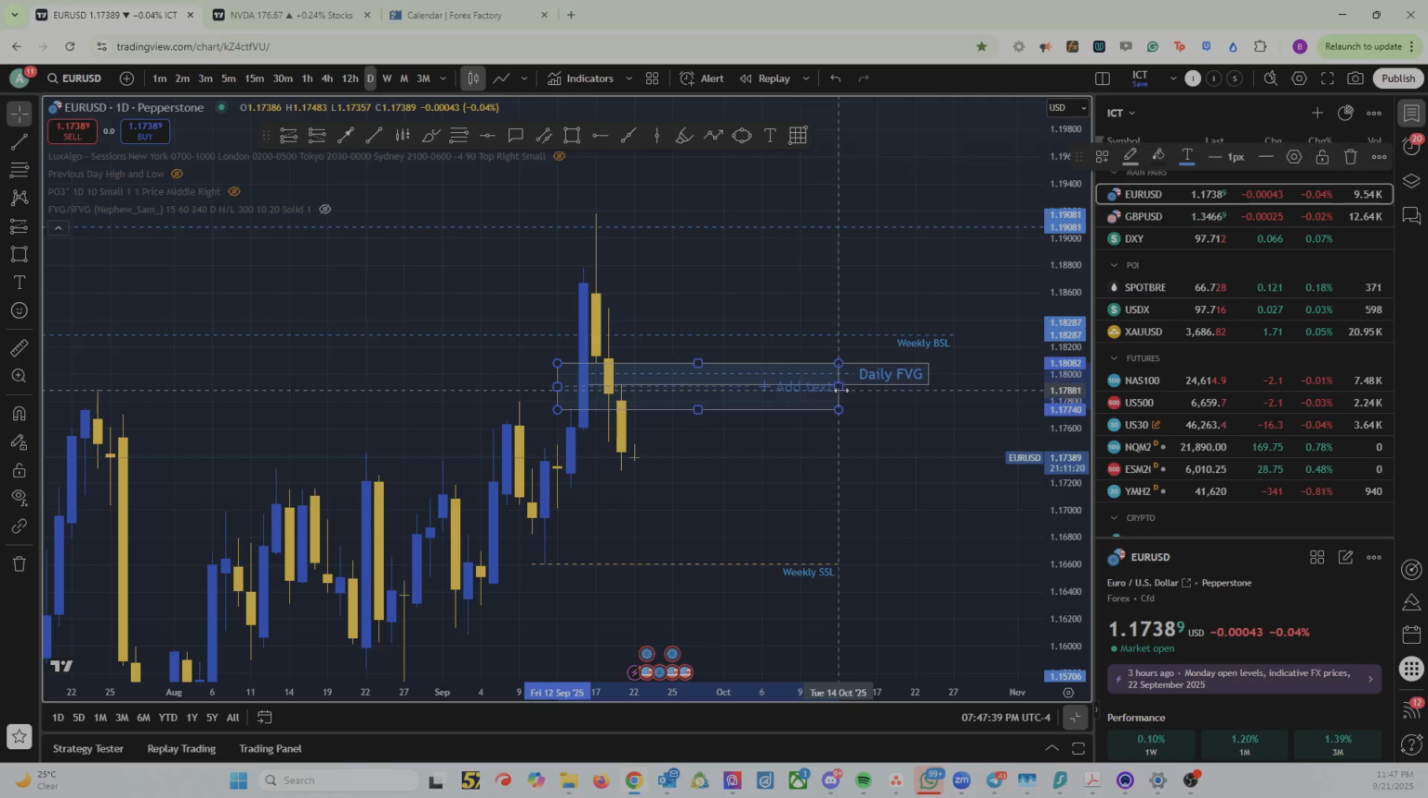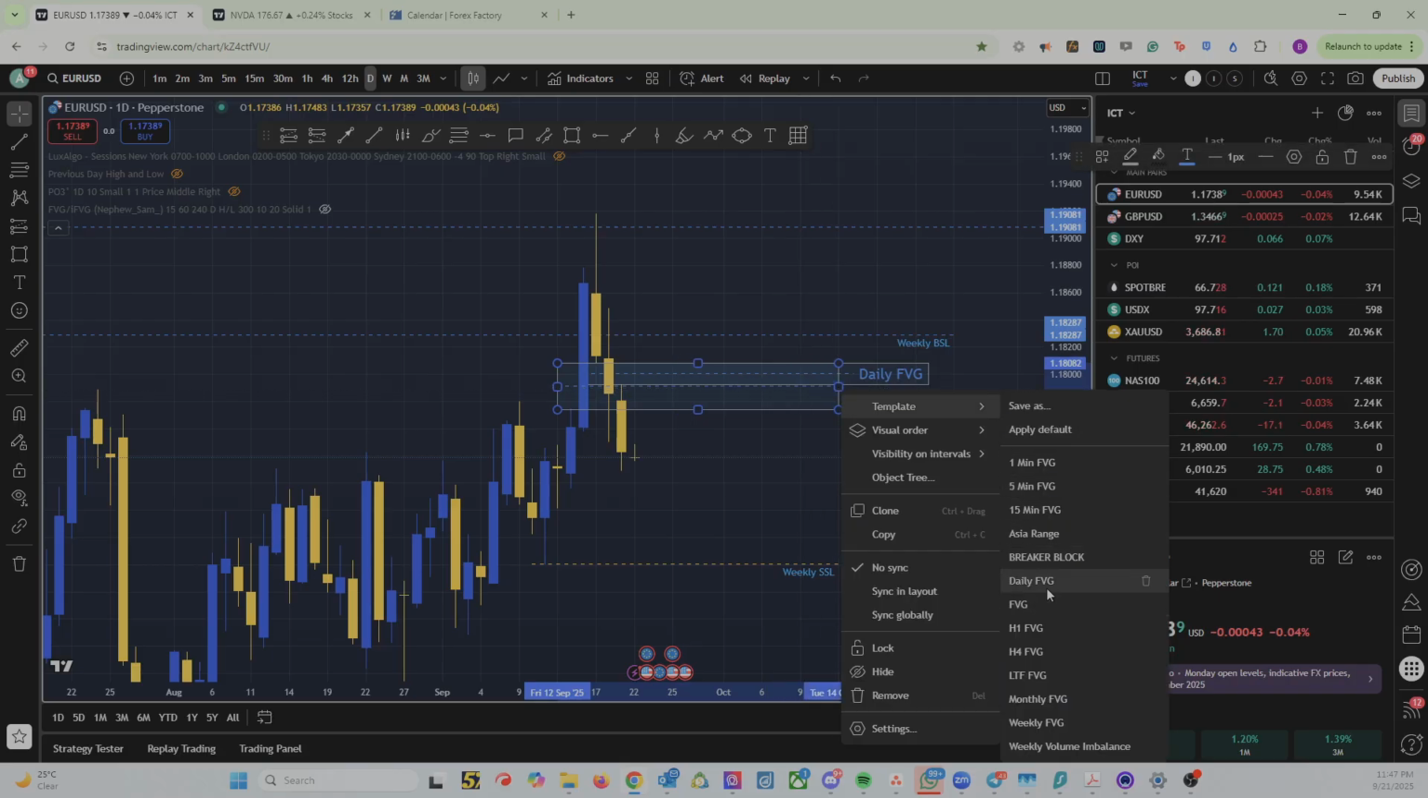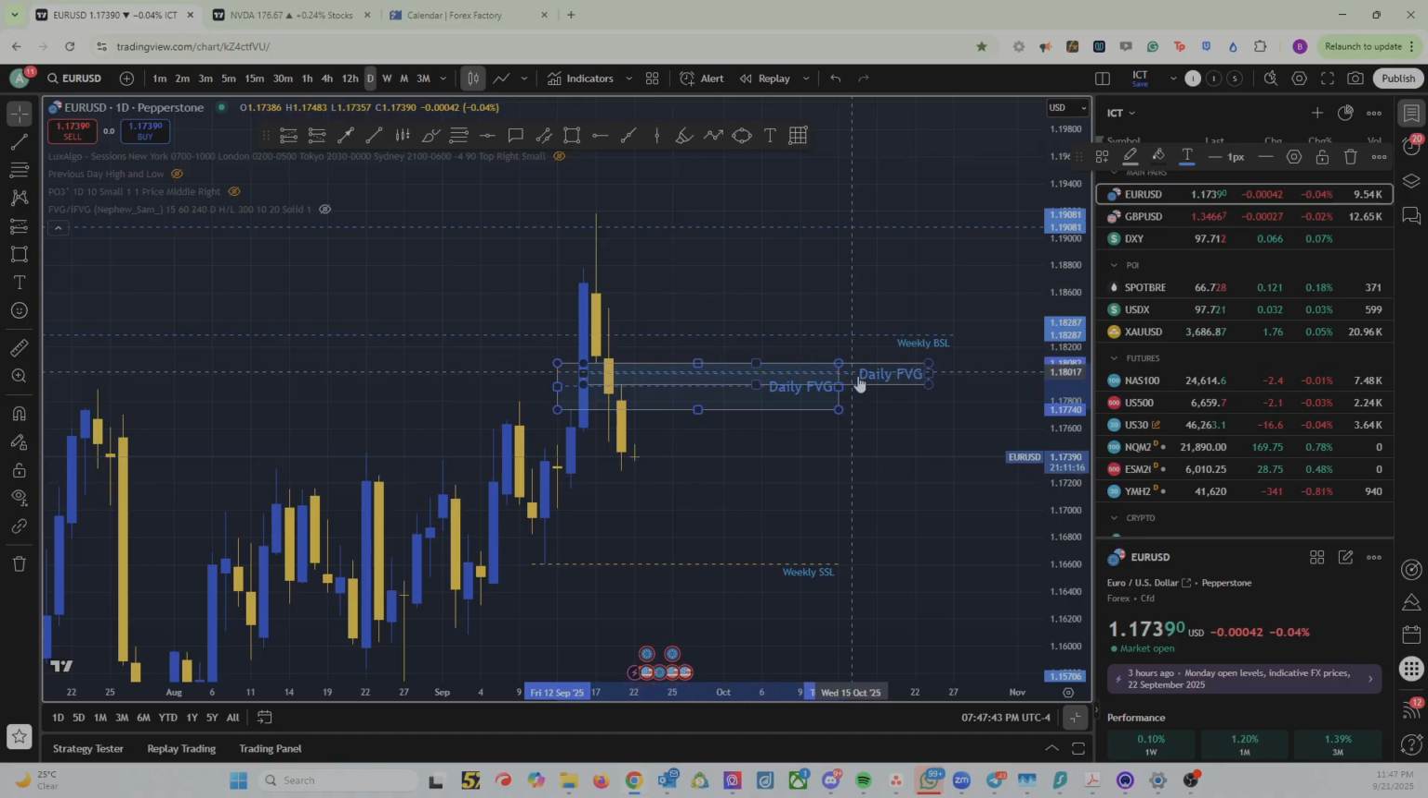Personally, I like to look at this as well, because sometimes you might see price reject and not reject all the way to this fair value gap. It might reject to this fair value gap, excuse me, and then begin to drop down.